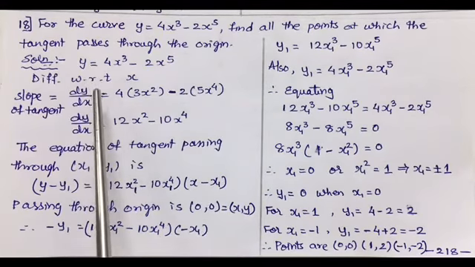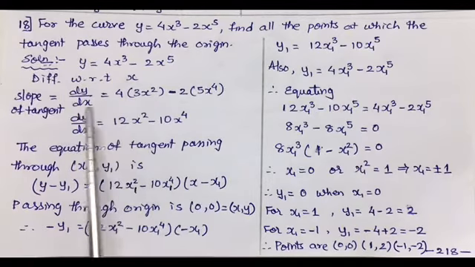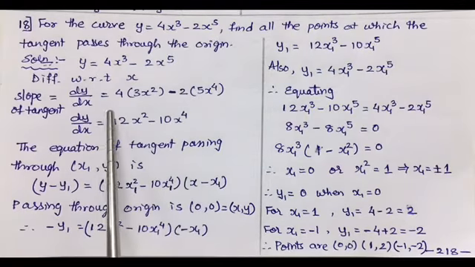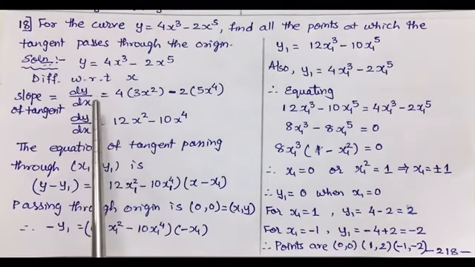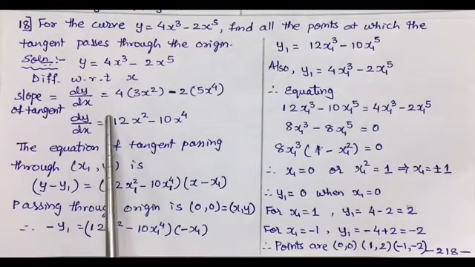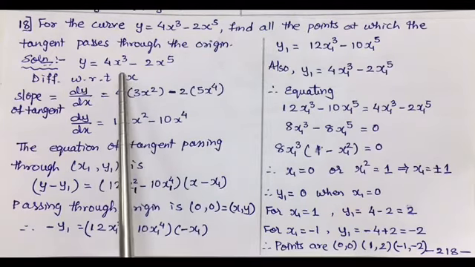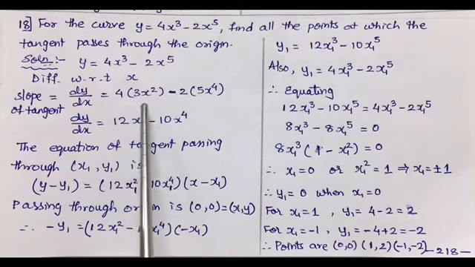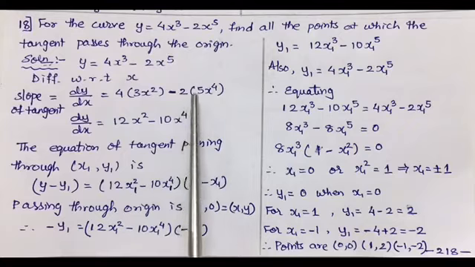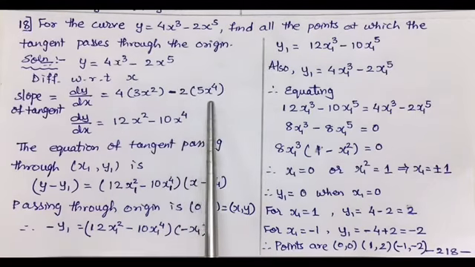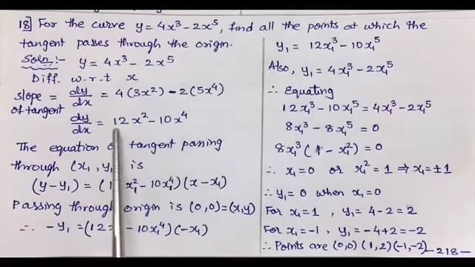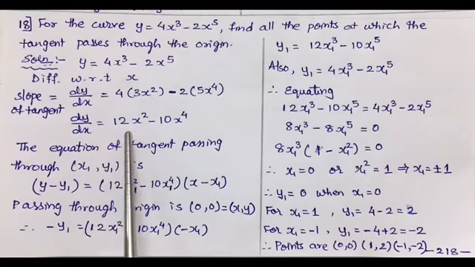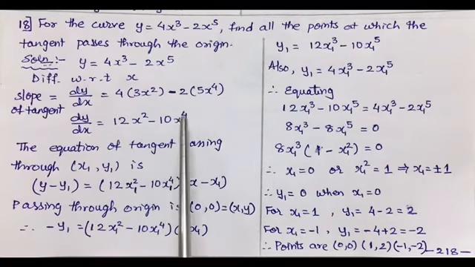Now again we need to differentiate with respect to x to calculate the slope, because to find out the equation of tangent, slope is needed. So dy by dx, calculating the derivative of the curve equation, we get 4 into 3x square minus 2 into x raised to 5 derivative, 5x raised to 4. Simplifying it, we get dy by dx is equal to 12x square minus 10x raised to 4.